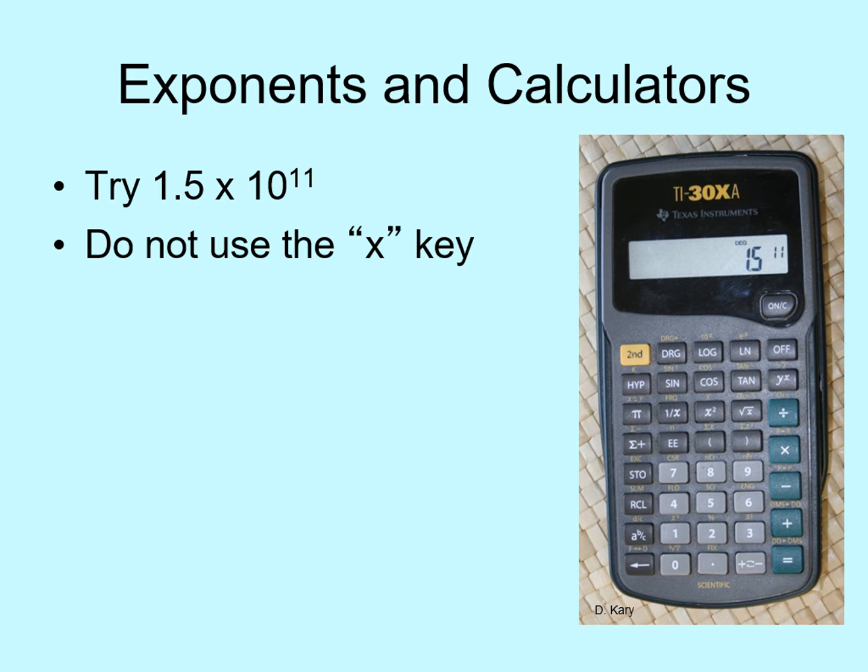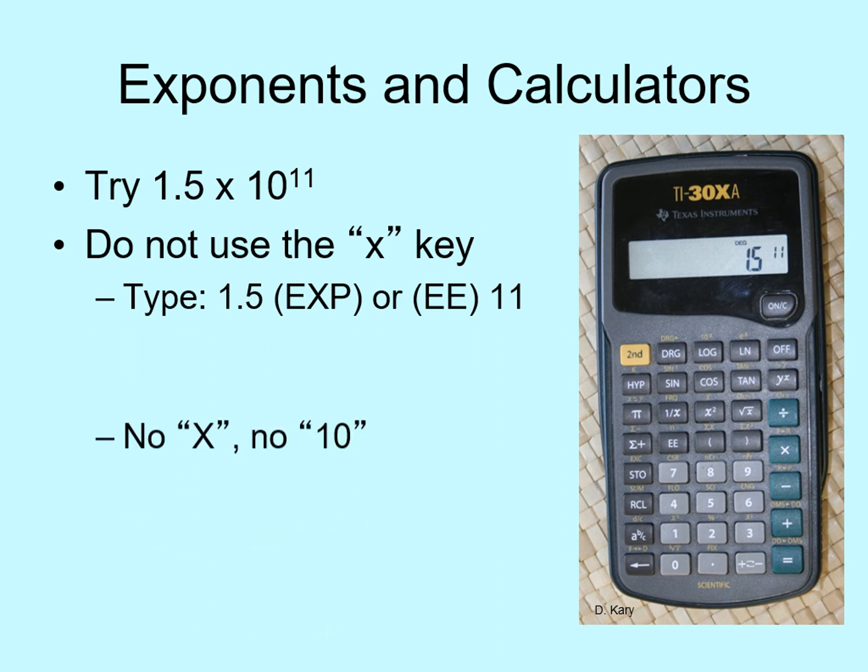Instead, look for a key labeled either EXP or EE. Most brands of scientific calculator have one or the other of these. You press that button instead, and not only does it do the times, it also gets the 10. From there, all you need to do is put in the exponent, 11 in this case.